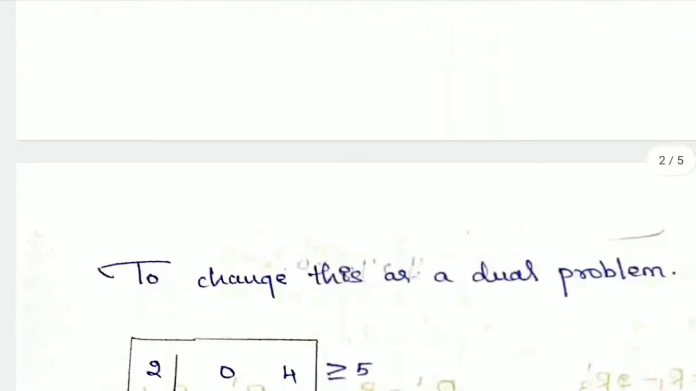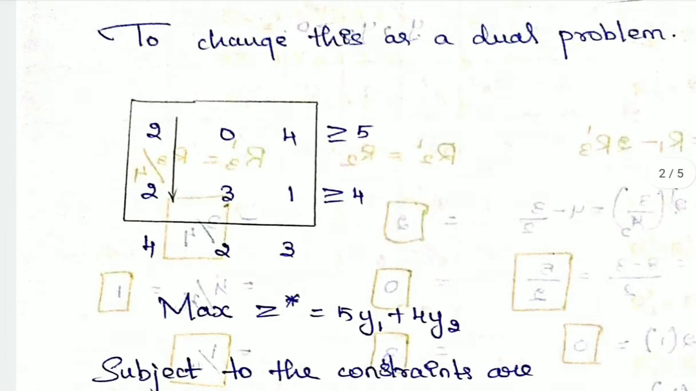First we have to write the tabular column. So 2, 0, 4, because in the first constraint there is no x2 value, so we put 0. So 2x1 plus 0x2 plus 4x3 is greater than or equal to 5. Similarly, 2x1 plus 3x2 plus x3 is greater than or equal to 4. At the bottom of the table, we write the objective function coefficients: x1 coefficient is 4, x2 coefficient is 2, x3 coefficient is 3.